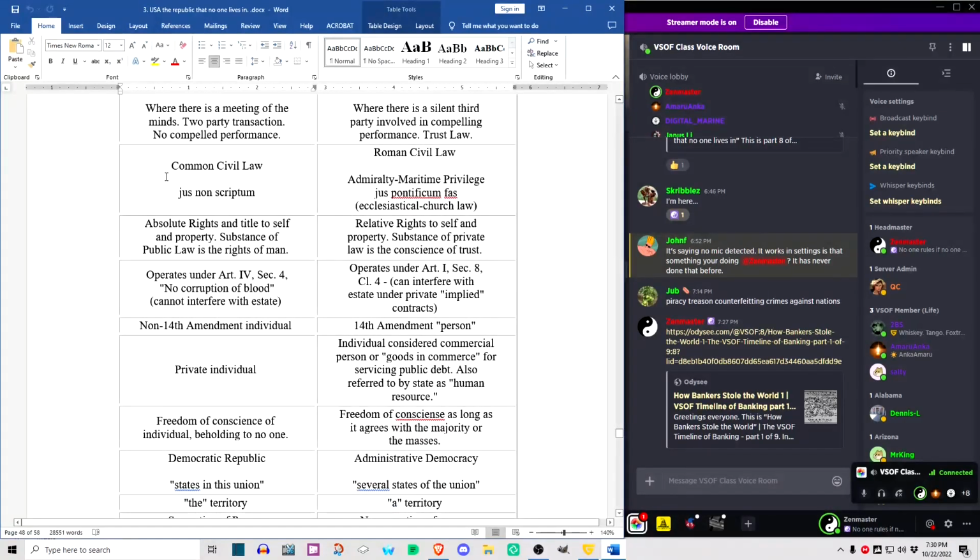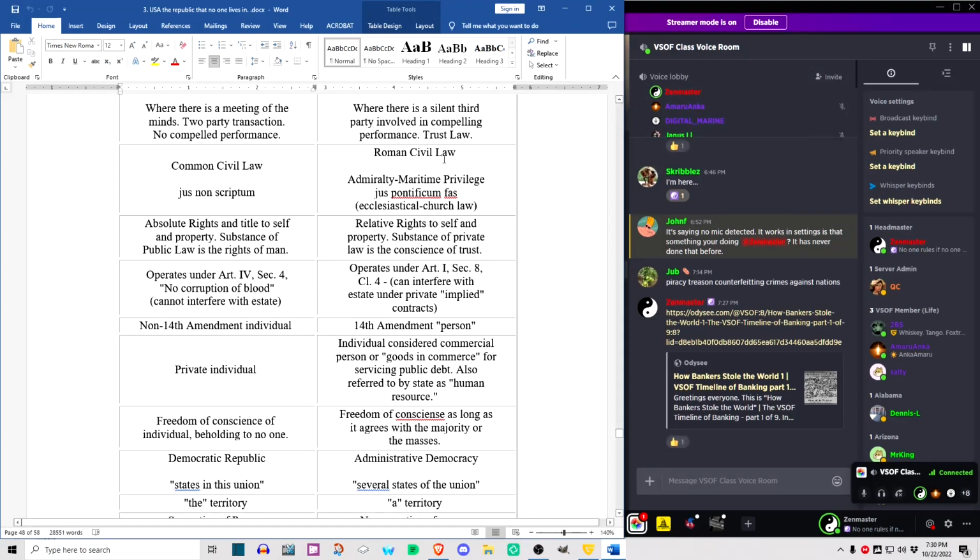So on this side, you have common civil law, juris non scriptum. This side, you have Roman civil law, maritime, admiralty, privilege, ecclesiastical church law, and I would also add over here the law merchant in general. This side, you have absolute rights and title to self and property, meaning allodial title. Substance of public law is the rights of man. Over here, you have relative rights to self and property. Substance of private law is the conscience of trust.